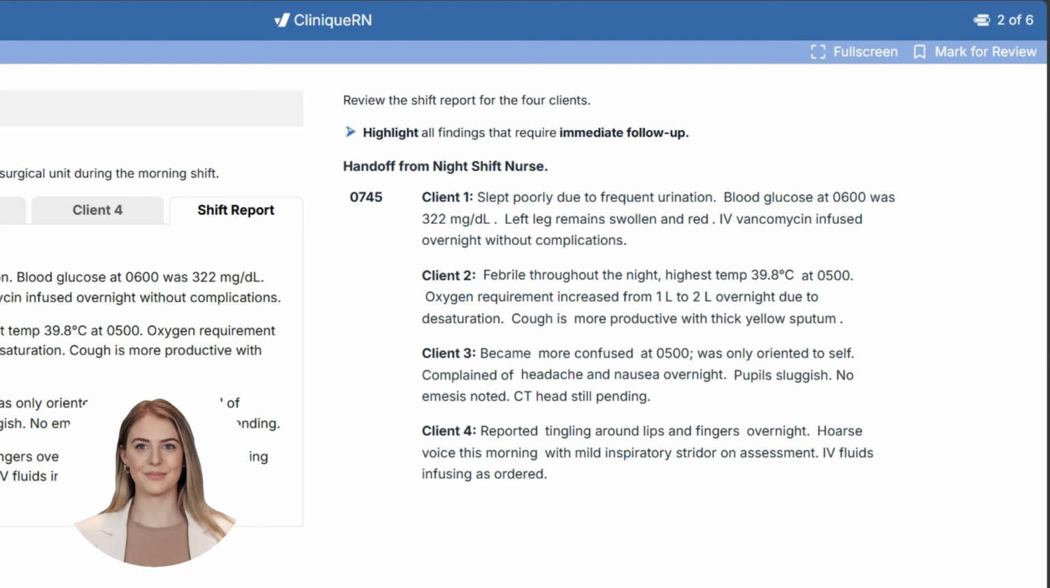Client 3, became more confused at 0500, was only oriented to self. Complained of headache and nausea overnight, pupils sluggish, no emesis noted. CT of the head is still pending. Client 4, reported tingling around lips and fingers overnight. Hoarse voice this morning with mild inspiratory stridor on assessment. IV fluids infusing as ordered. Now, highlight the correct options.